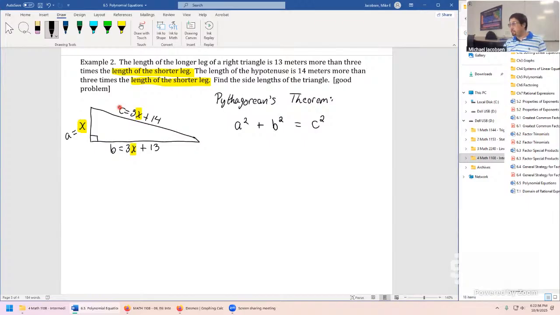And this is where we're going to get a polynomial equation finally. We'll substitute the information into these 3 different places based off this right triangle diagram we built, and then solve that equation for x. It says find the side lengths of the triangle. I interpret that to mean we want the length of all 3 sides. Any questions before we start?